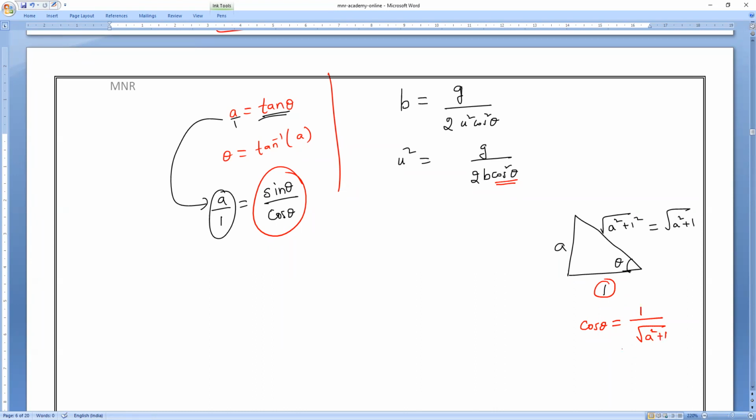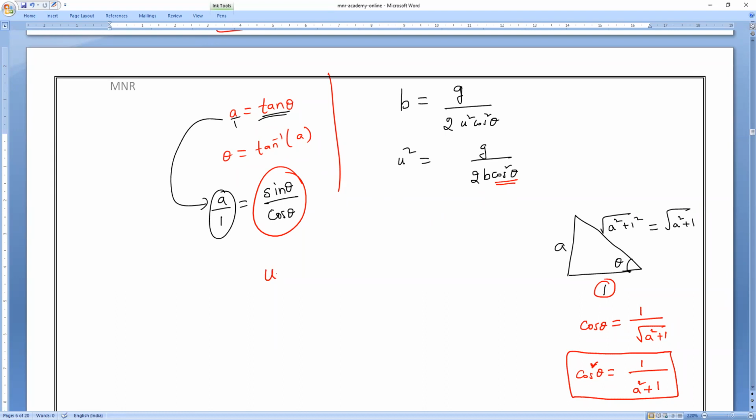So from that, on both the sides we apply the square, because we have a square root here. What will come? Cos square theta equals 1 by a square plus 1. The roots get cancelled. So cos square theta is 1 by a square plus 1. That is what you have to remember. That's all. You can write it.